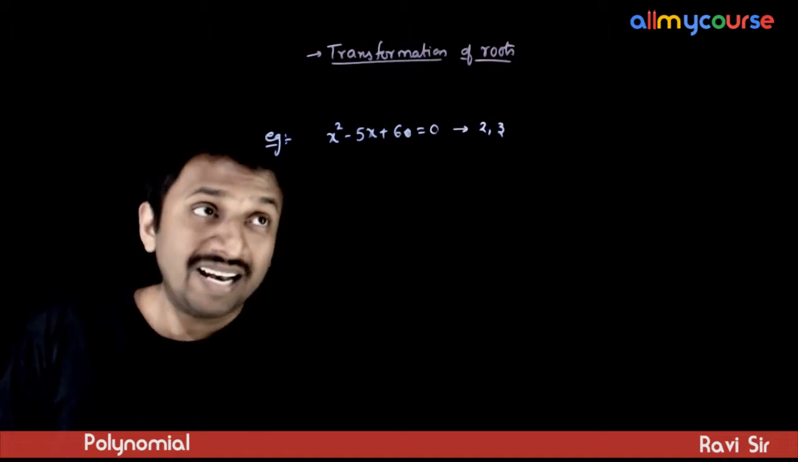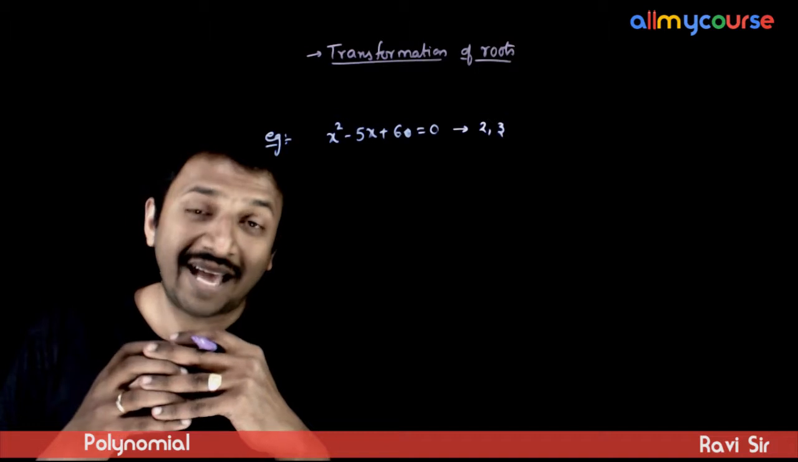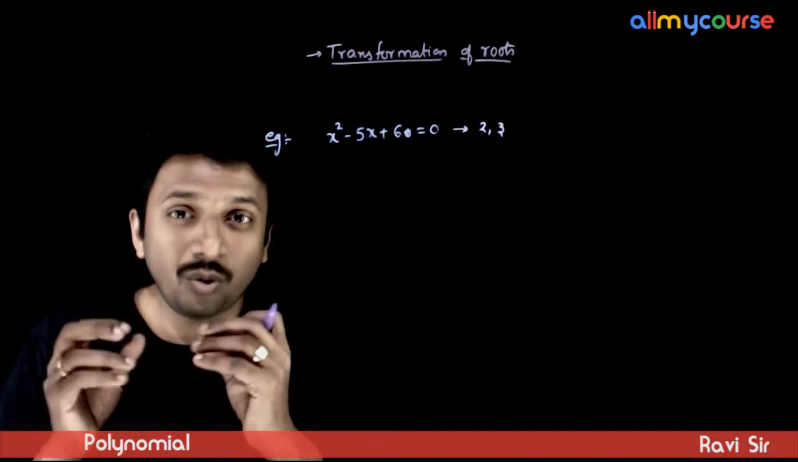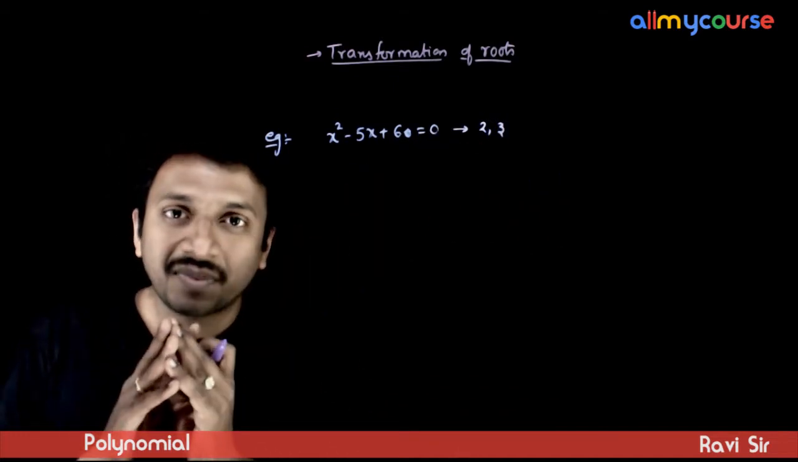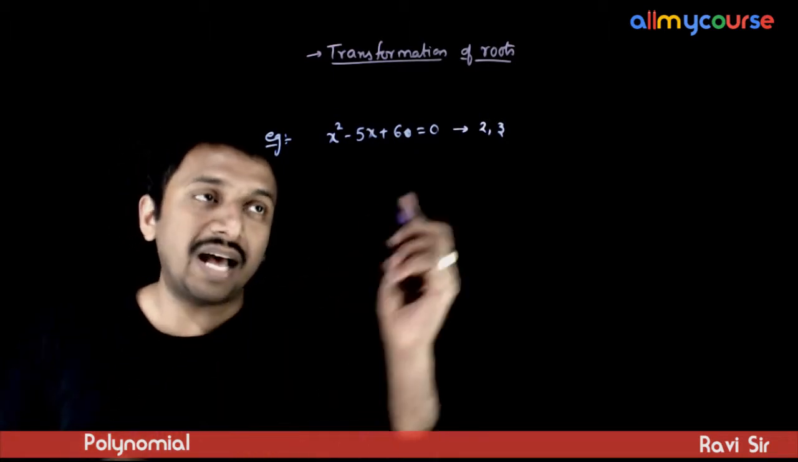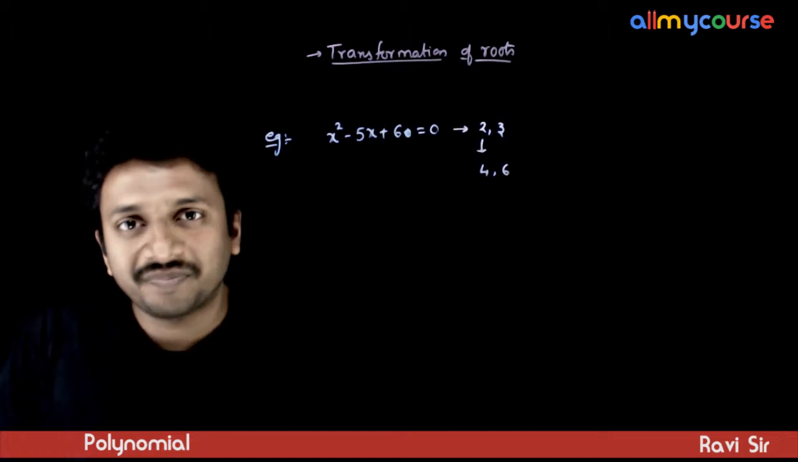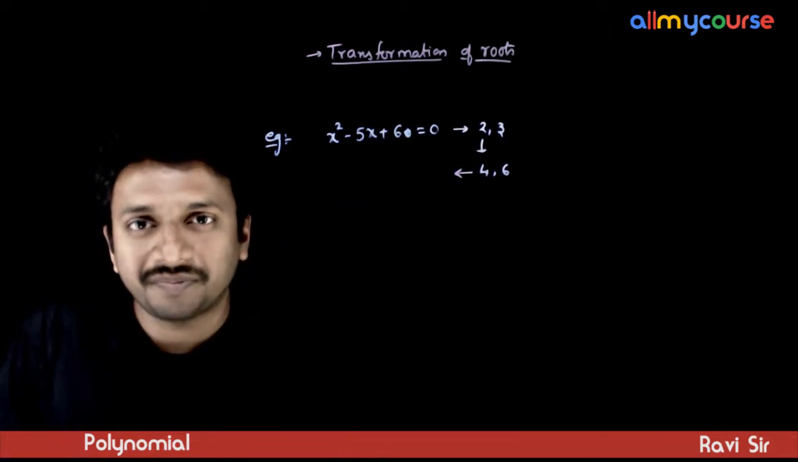Now let us say that you're asked to find a quadratic equation whose roots are double the roots of this equation, that is 4 and 6. So how do we find the equation?